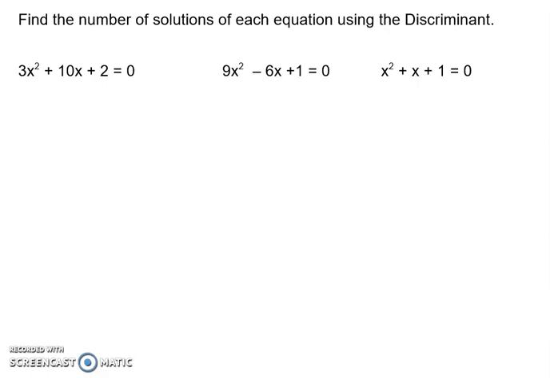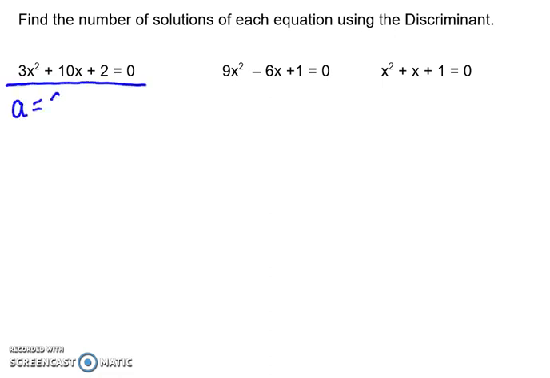So now that we know what the discriminant is, we're able to answer this question. Find the number of solutions of each equation using the discriminant. Before you do this discriminant, just like the quadratic formula, you do need to make sure that you are in standard form. So you've got your ax squared plus bx plus c, and then it's equal to 0. So our first one is ready to go.